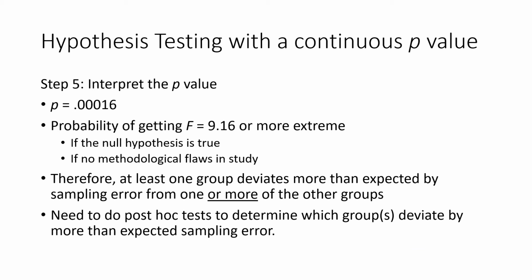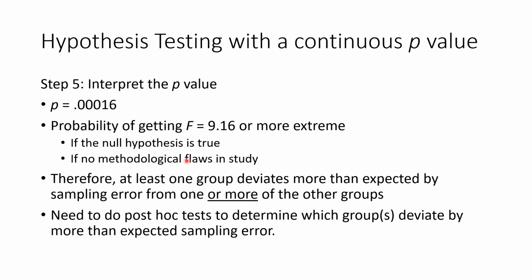All right, so now we need to interpret that p-value. And just like in previous chapters, the probability of getting the obtained F value of 9.16 or something further from 1, that is very, very small. It's going to happen very, very rarely that you would get an F value of 9.16 if the null hypothesis is true and there's no differences among the 3 groups.